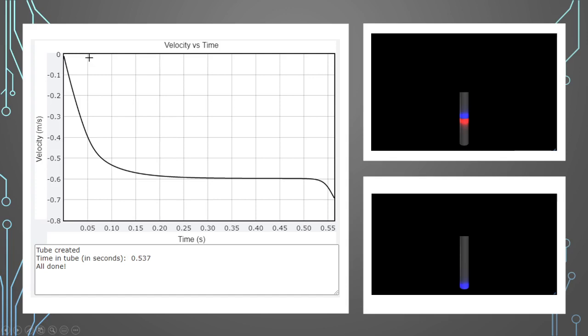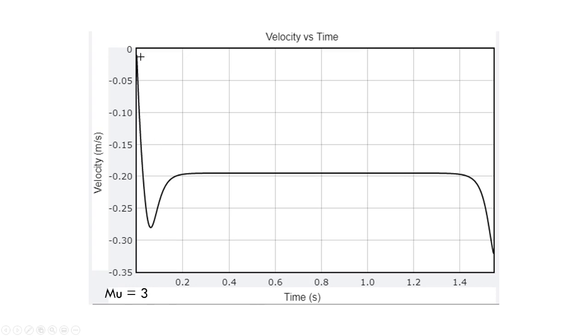This is the graph that I got using my mu value, and as you can see, it is not exactly to scale with how it should look, so I redid it with a mu value of 3, and this looks a lot more accurate as to what it should look like.